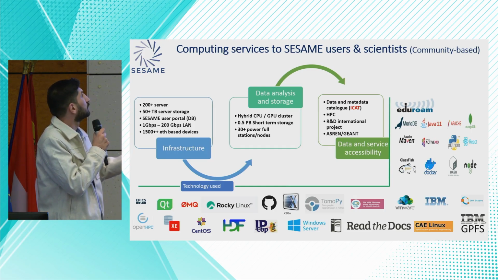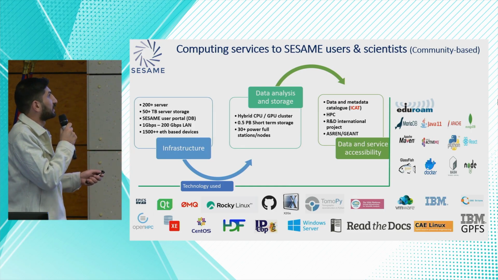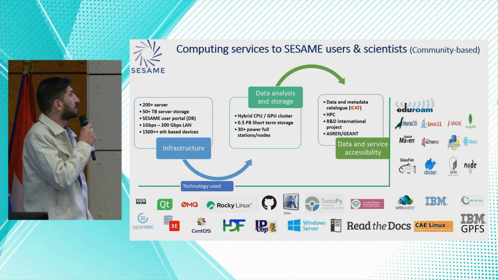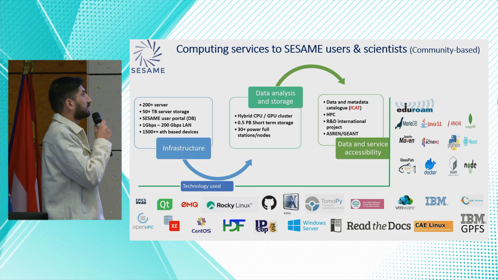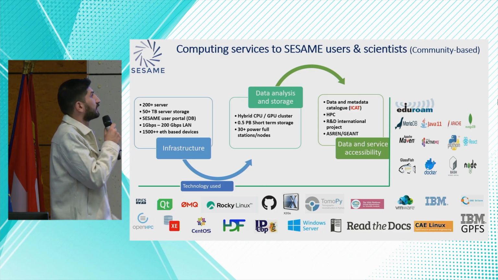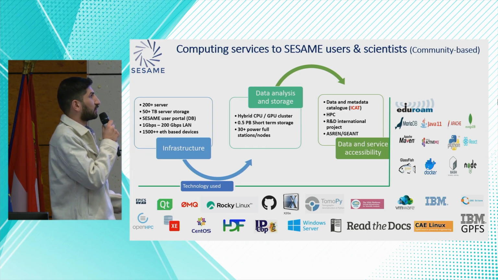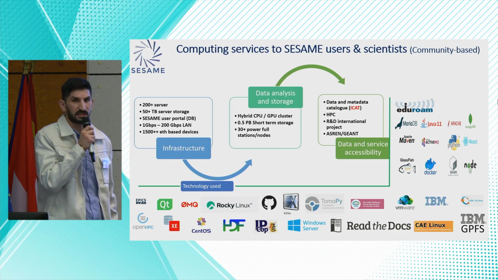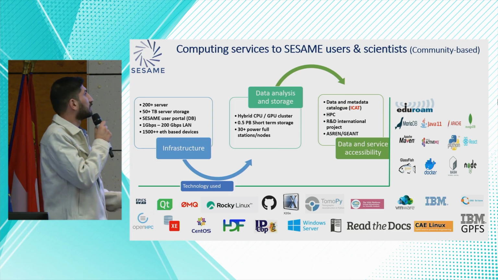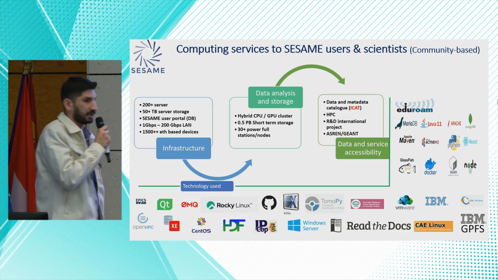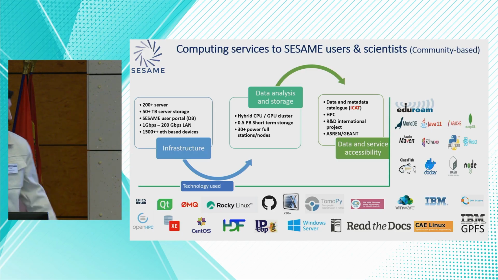And here we're going to talk about the data analysis and the storage. We have a hybrid CPU, GPU cluster, half a petabyte short-term storage, more than 30 powerful workstation nodes, and the data services: accessibility, data and metadata catalog ICAT. We call it SED, Sesame Experimental Data Portal, HPC, R&D integrated projects, ASREN, and GEANT. And here you can see some of the technology we are using.